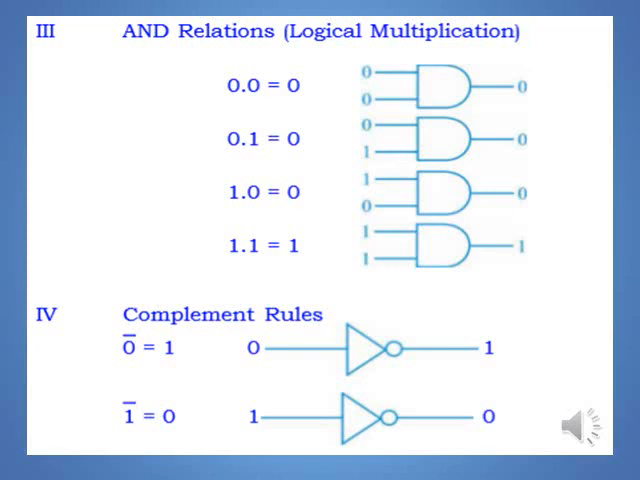The third postulate is about AND relations, that is logical multiplication. These expressions are 0.0 is equal to 0, 0.1 is equal to 0, 1.0 is equal to 0, and 1.1 is equal to 1. And the fourth postulate is the complement rules, that is 0 complement is 1 and 1 complement is 0. The diagrams for these expressions are given here.